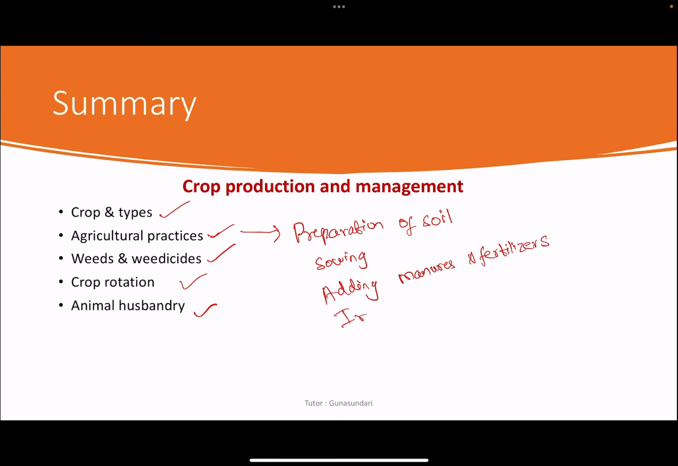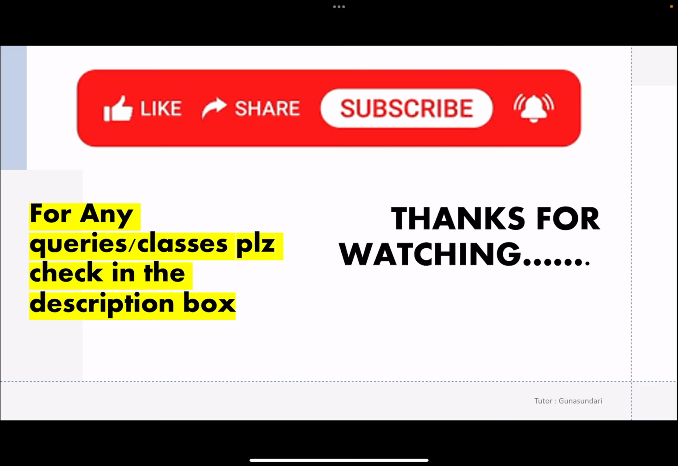Irrigation. There are traditional methods and modern methods of irrigation, and protection from weeds, that's the weeds and weedicides. And next one, harvesting, cutting of crops. And the last one is storage, how to store the crops before they go to the market. So these are all the things in the summary of crop production and management.